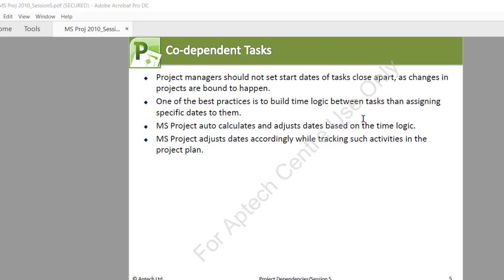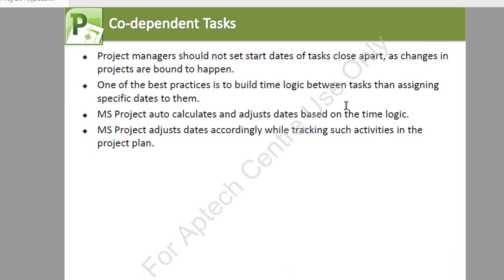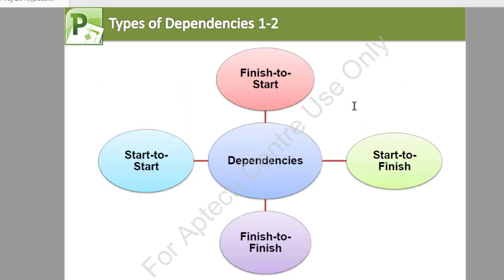Codependent tasks. Project managers should not set start dates of tasks close apart, as changes in the project are bound to happen. One of the best practices is to build time logic between the tasks rather than assigning specific dates to them. MS Project auto-calculates and adjusts the dates based on the timing logic, and adjusts dates accordingly while tracking such activities in the project plan.